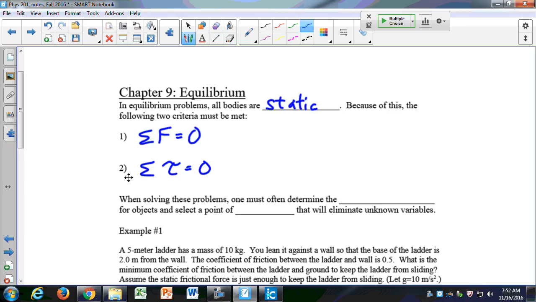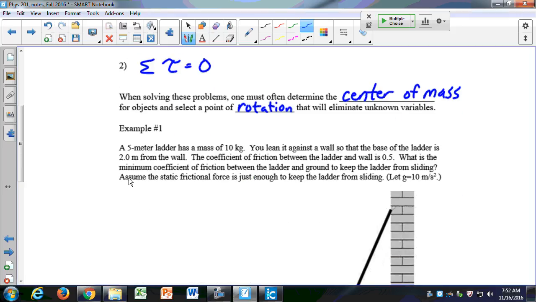So when solving these problems, one must often determine the center of mass for objects. And don't worry, on the objects that we'll be dealing with, the center of mass will be obvious. It'll be at the center. Like with our meter stick, the center of mass was at 50 centimeters. And then we're also to select a point of rotation that will eliminate unknown variables. So you remember we had a couple points where our, never mind, we'll come back to that. I'll show you what this means. Let's just work through some examples.